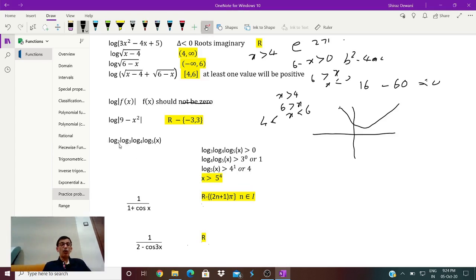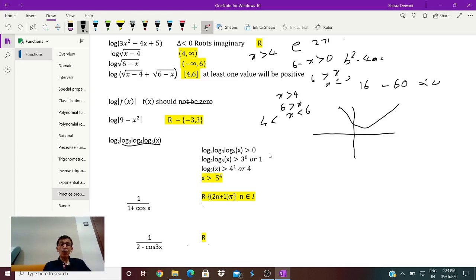The outermost is log to the base 2. So if log to the base 2 has to be defined, then this part has to be more than 0. It cannot even be equal to 0. That is easy to understand. So log to the base 3, log to the base 4, log to the base 5 of x has to be more than 0. This is very easy to understand.